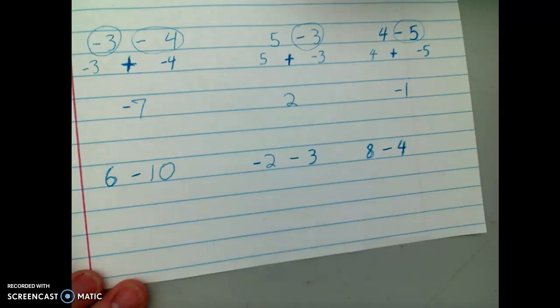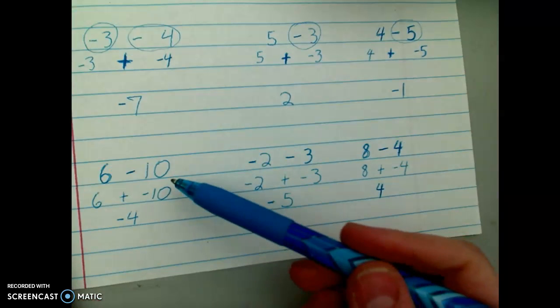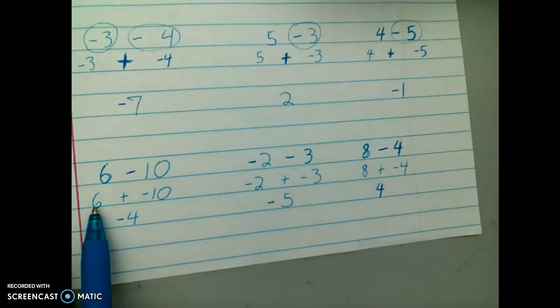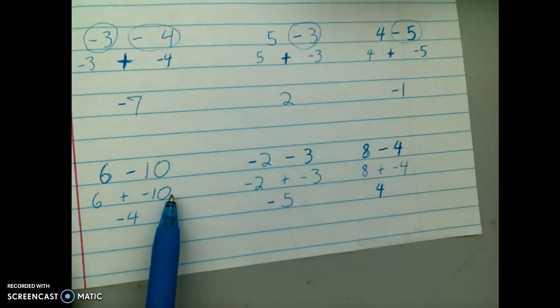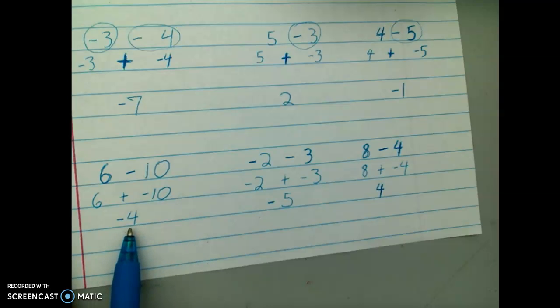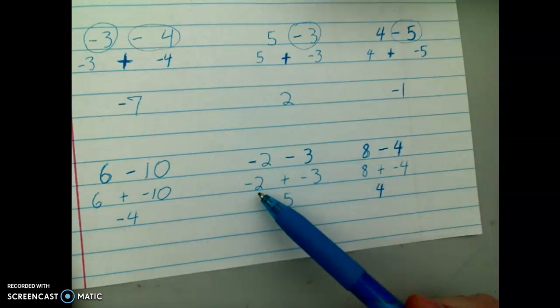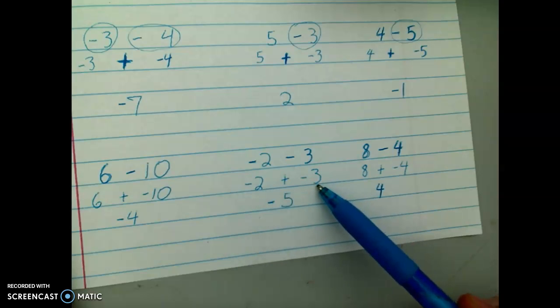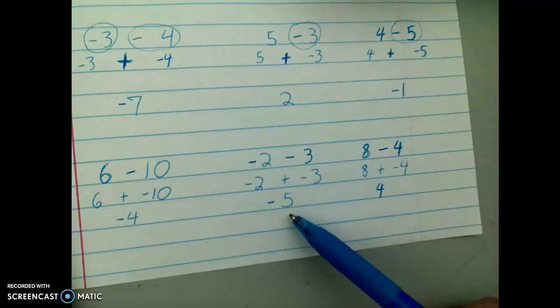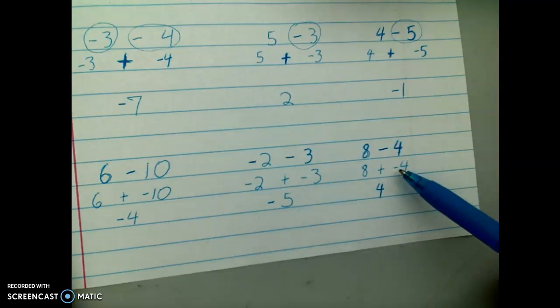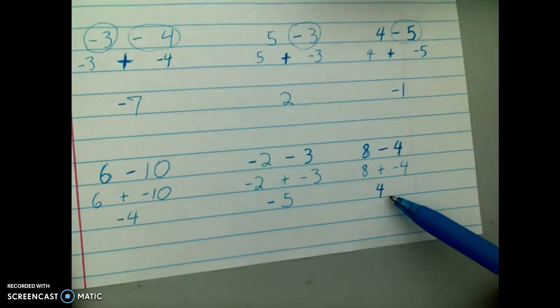On your mark, get set, go! Okay, for the first one, you should have rewritten it as 6 plus negative 10. Those are different signs, so you got negative 4. The second question should be rewritten as negative 2 plus negative 3. They're the same signs, so you should have gotten negative 5. And the last one, you can rewrite it as 8 plus a negative 4 and get 4. Ta-da! You're doing it. Now it's time to practice.